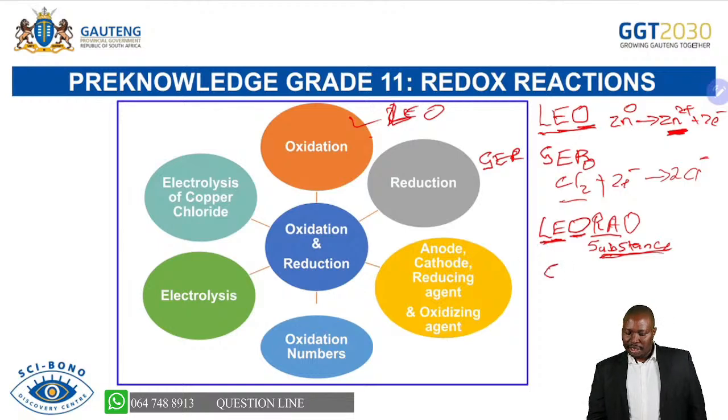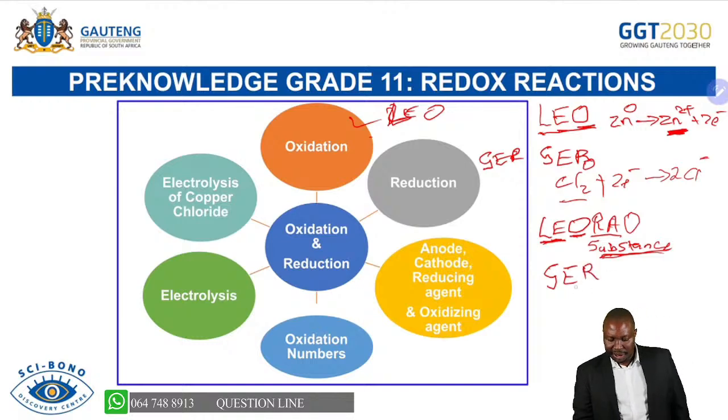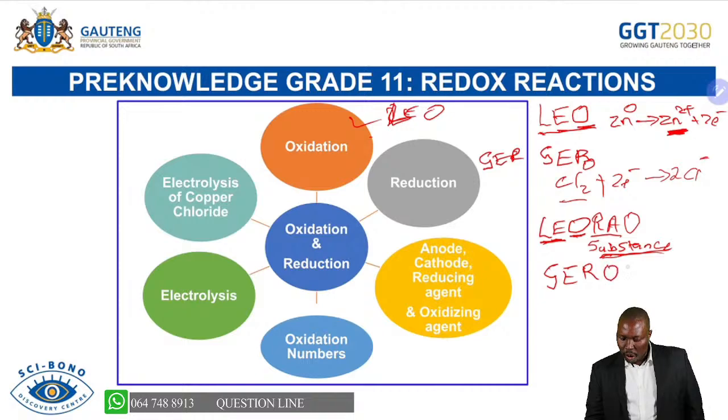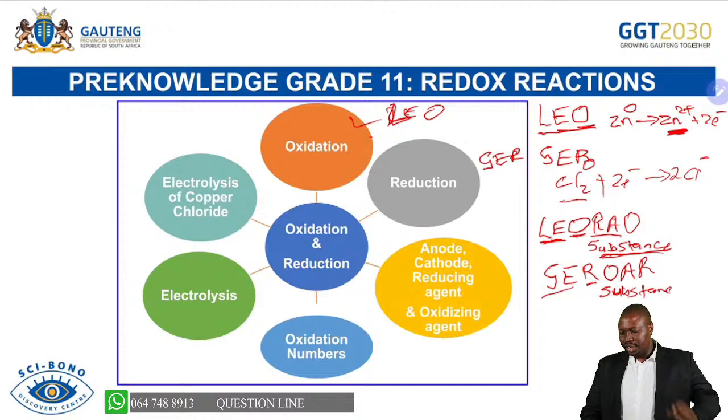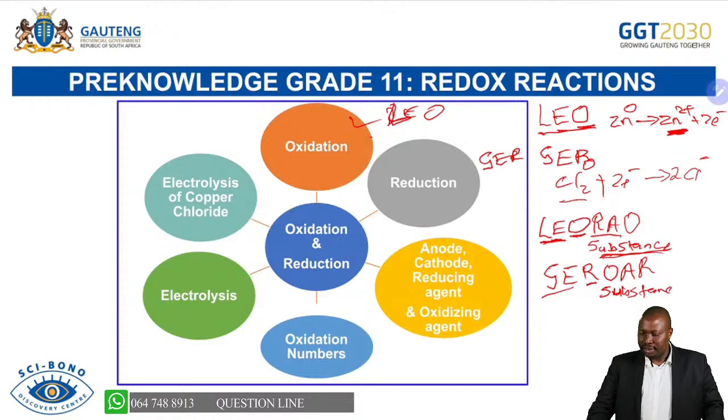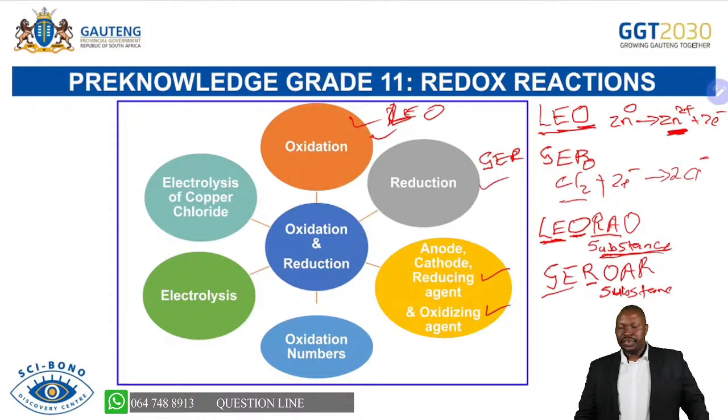In the same way, we can define an oxidizing agent. Gaining of electrons, we said, is reduction. And then what is an oxidizing agent? It must be a substance. Don't forget, you always start by saying it's a substance that undergoes reduction, or a substance that gains electrons, or the substance that is reduced. So these are the definitions of oxidizing agent. So please don't forget all these definitions because you will be able to collect your marks. So we've done the definition of oxidation, reduction, a reducing agent and an oxidizing agent.